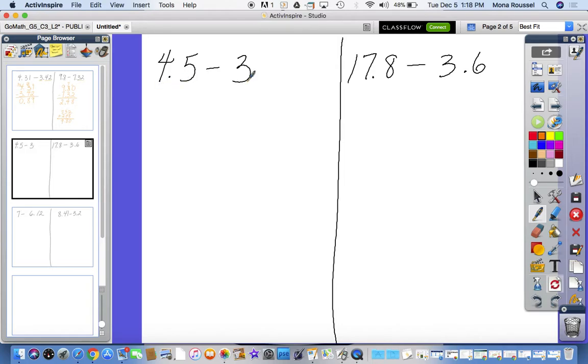4 and 5 tenths minus 3. We copy 4 and 5 tenths, and then we have to notice that the 3 does not have a decimal. We know that the 3 represents 3 ones or 3 wholes. We can add a decimal 0 to it here, or we can wait to do it when we bring the 3 into the ones place here and add the decimal 0. Either way, we bring the decimal down and we subtract.